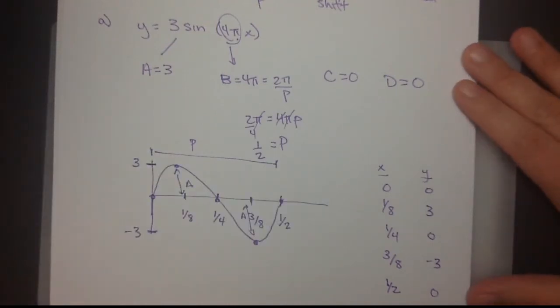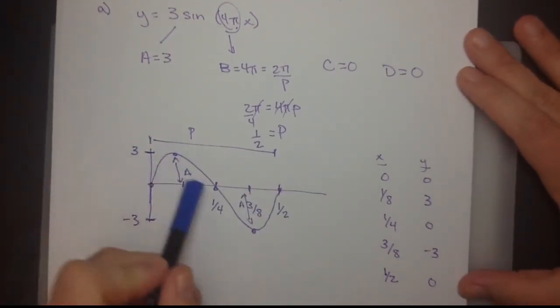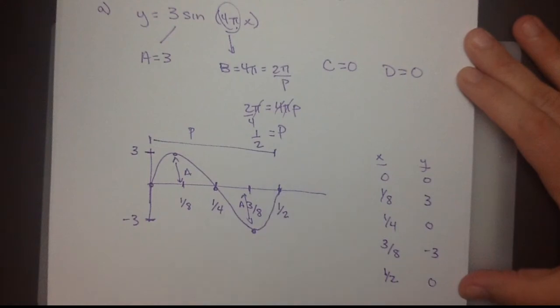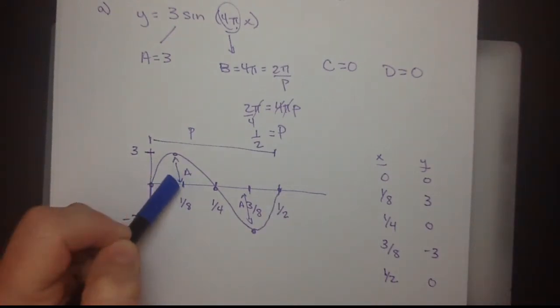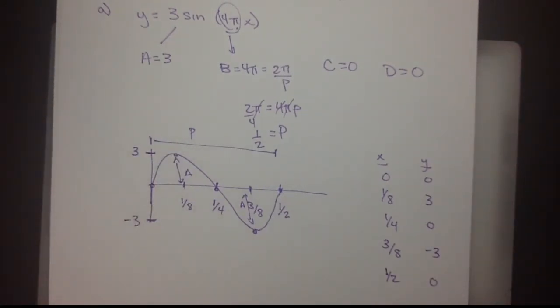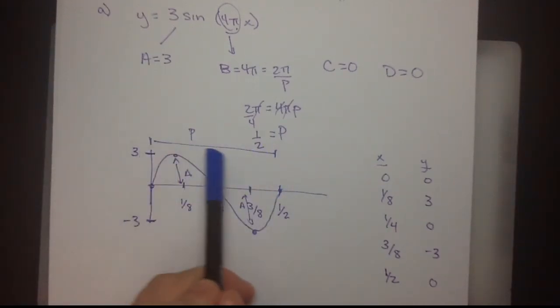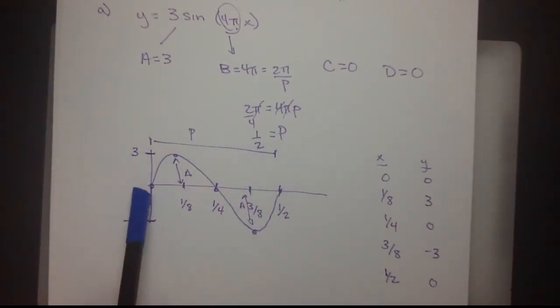And so we can just graph that: 0, 3, 0, negative 3, 0. The amplitude, again, is from the midpoint up, or the midpoint down, it gives you 3. And this period is the amount of time or the amount of x it takes to get an entire repetition. So guys, this is problem 4 on the Math 172 final review.